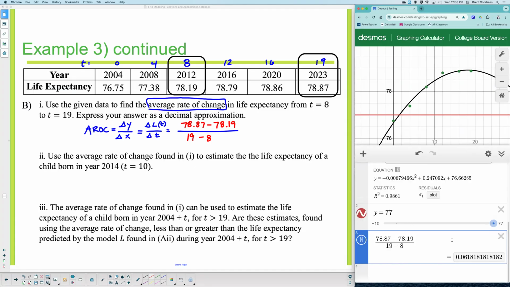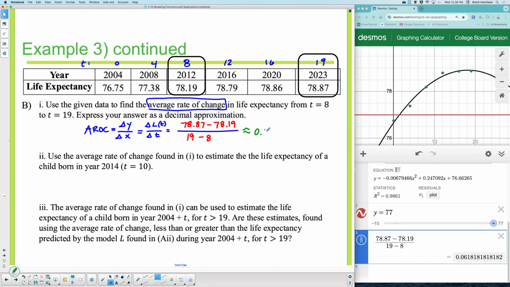I'm going to write this as a fraction, maybe. No, I won't. I'll just write it as a decimal because it says right here as a decimal approximation. How many decimals do we need in here? We need 3 decimals, so this answer would be 0.0618. The units here are years. Life expectancy would be total years divided by years. I'm just going to leave it like that. That's my answer right there. This would be worth a point. That's the answer to B I.